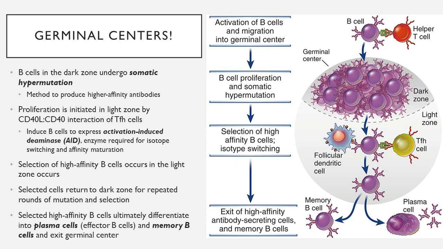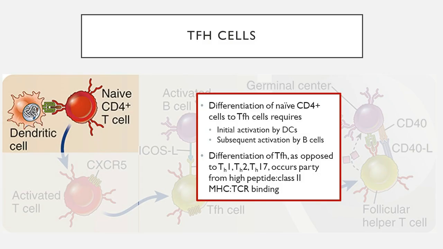Now, because one of the characteristic cells of these germinal centers is the follicular helper T cell, I want to talk about them and their differentiation a little bit more in detail. So, prior to activation, these T cells are just CD4 naive cells. In order to turn into these TFH cells, they have to first get initially activated by dendritic cells in the T cell zones, and then undergo subsequent further activation by B cells.